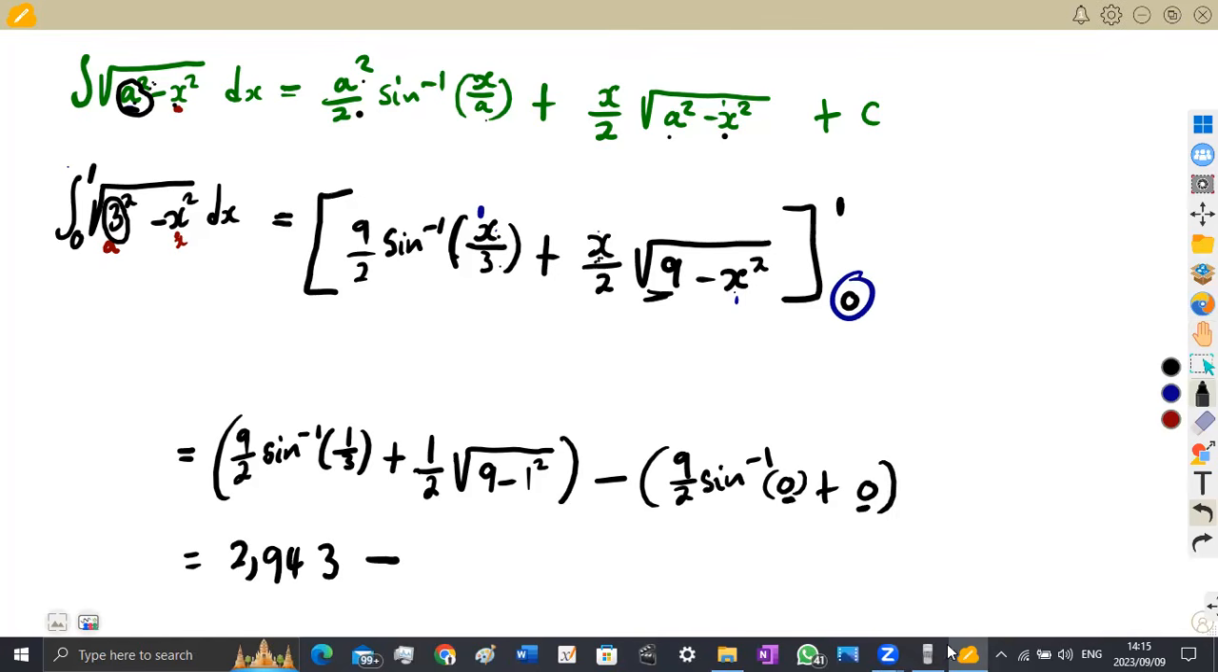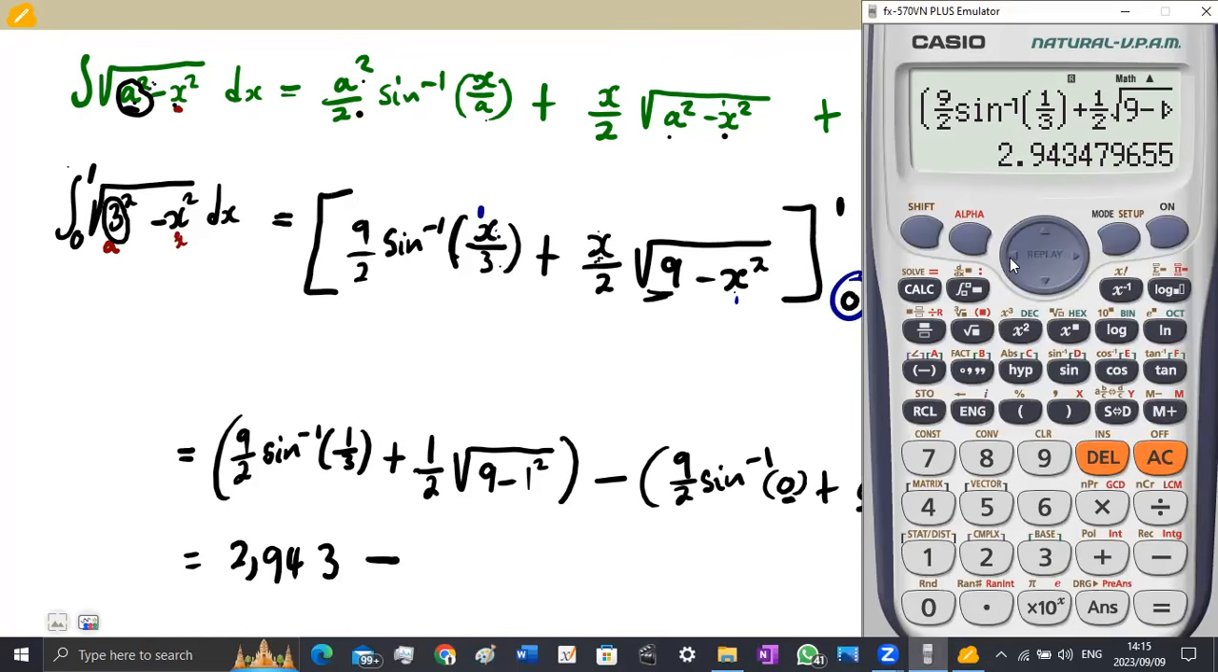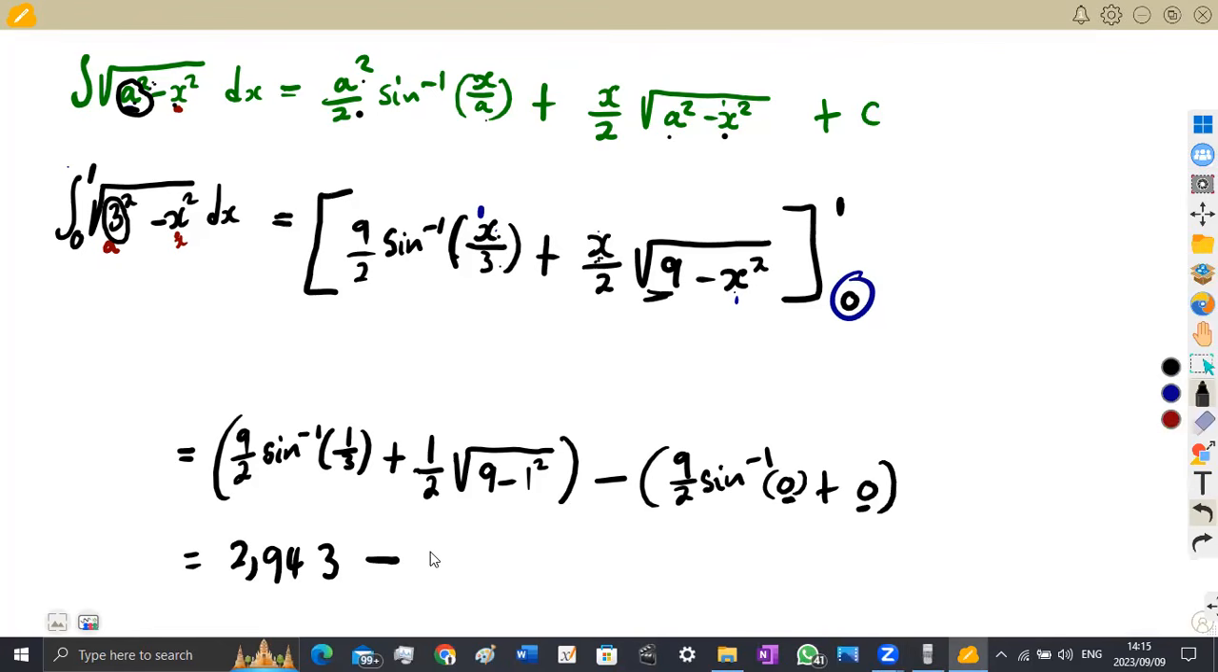On the other hand, we are just going to substitute 0 wherever there was our x, wherever there was a 1, we are going to put a 0 like this. So our answer there is going to be a 0, meaning to say we are going to have 2.943 minus 0, which is equal to 2.943. So that is the idea that you simply work with on the definite integrals.